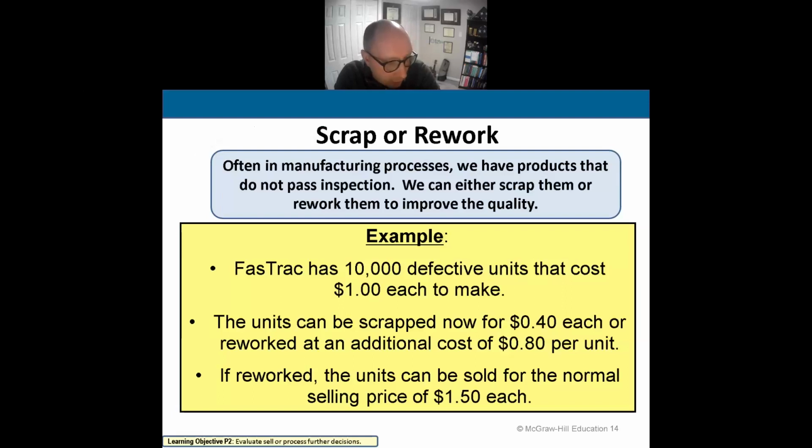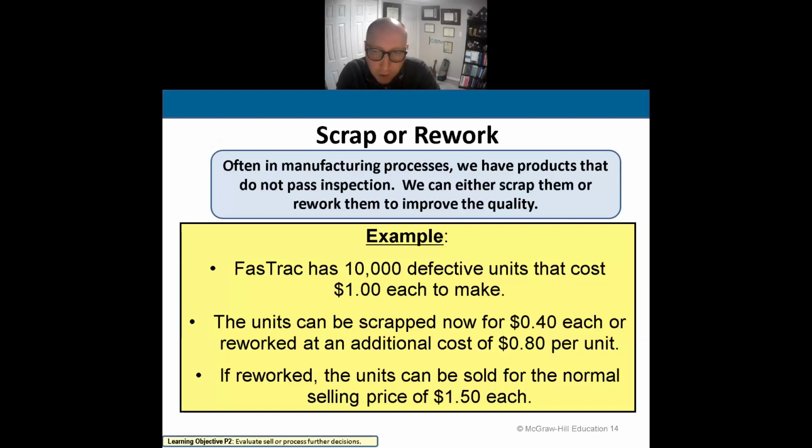So you go to your team and you go, okay, I made 10,000 units, they don't work, they're defective. You say, okay, how much did it cost? Well, it cost $1 each to make. So then your team comes back to you and says, you know what? We can scrap the 10,000 units and get 40 cents each. When you bring something to a scrapyard, you get the residual value, right? In this example, 40 cents each.